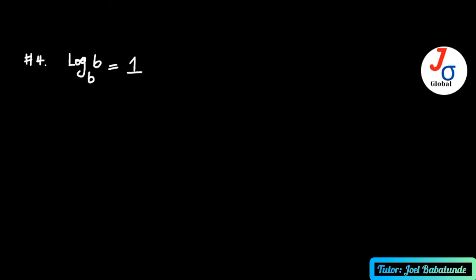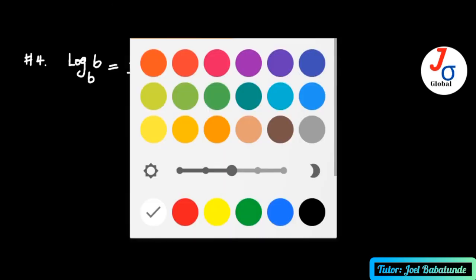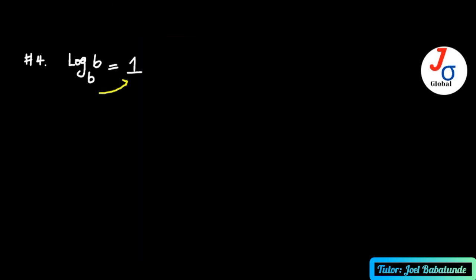Yes, that's the fourth law. Log b base b is equal to 1. So when the base and the number are the same, then we say that it's equal to 1. So how did they get this? Let me explain how they got this law. Basically, if I transform this to index form, that's going to be b to the power of 1. I'm going to get b is equal to b to the power of 1. And of course, b raised to the power of 1 is b. So that's why this law stands.